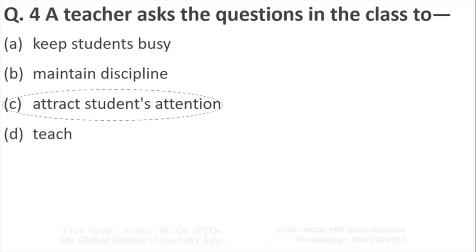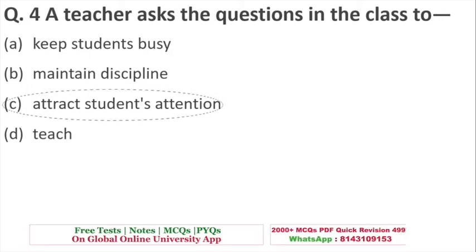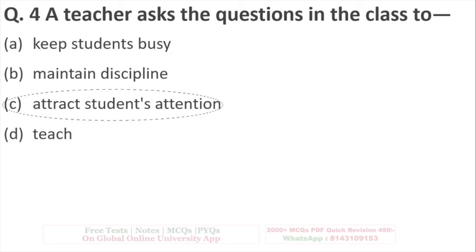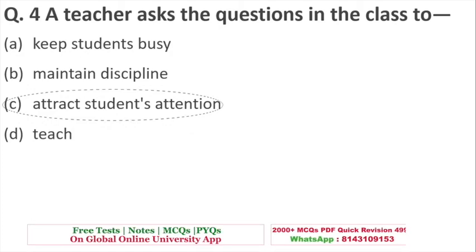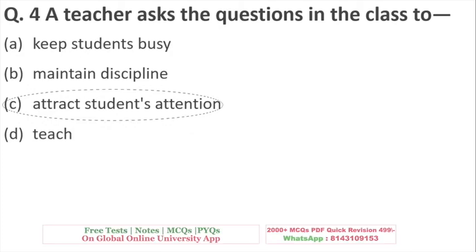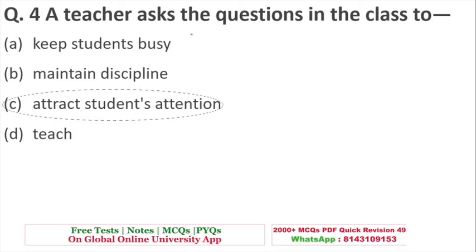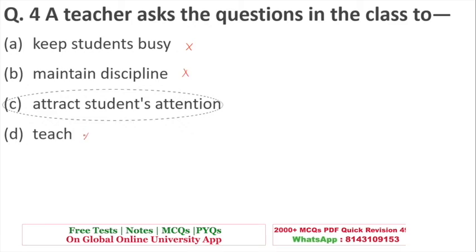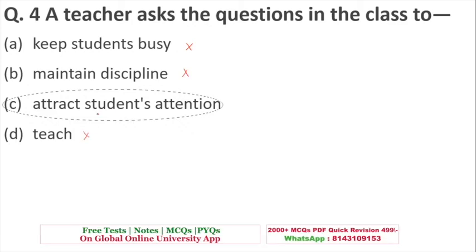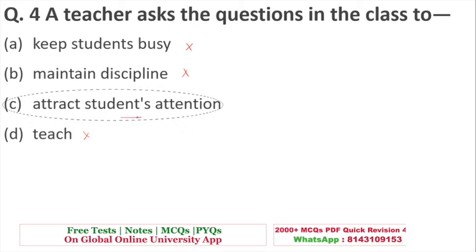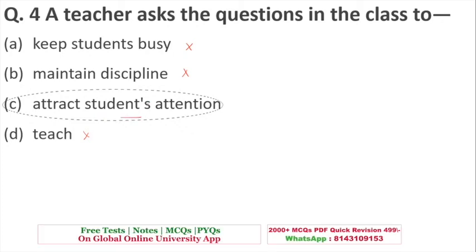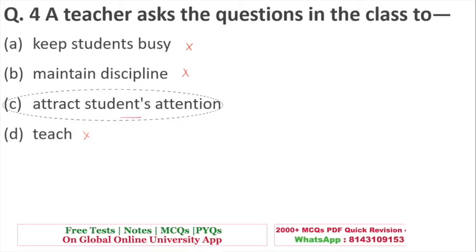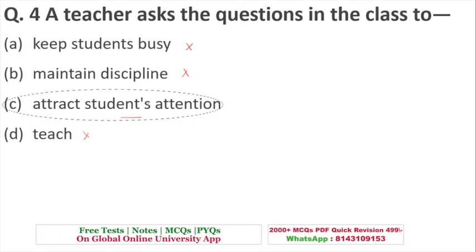attract students' attention. Very simple question, because option A is not valid. We don't want to just keep the students busy. Not only is discipline important, but that is not the main motive. We want the students to learn, to think on their own. So when a teacher asks questions, students become very attentive. Hence the answer is C.